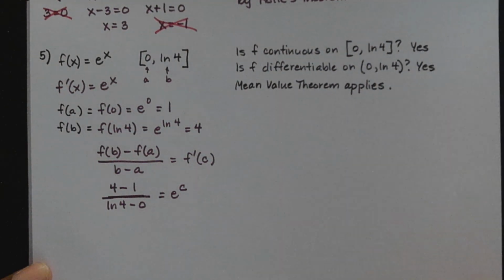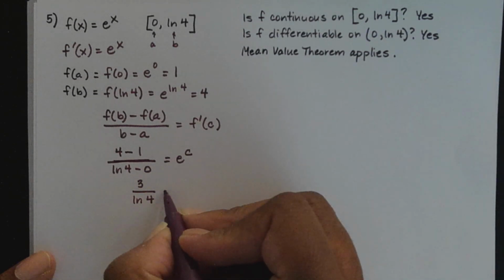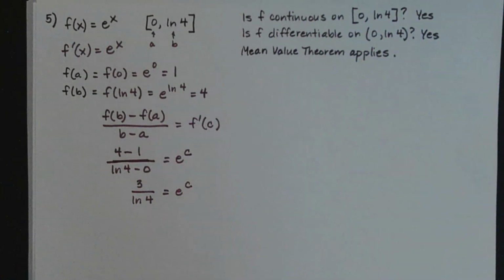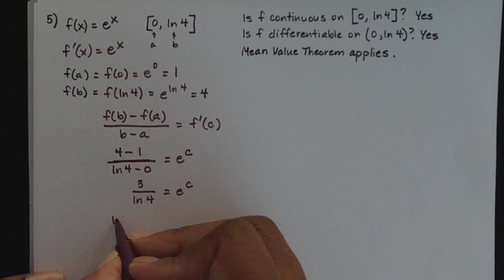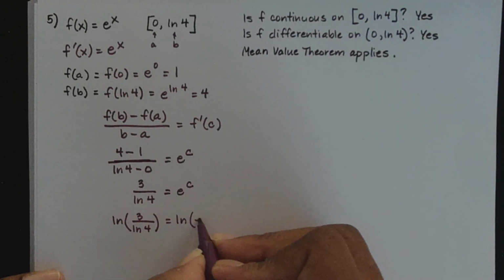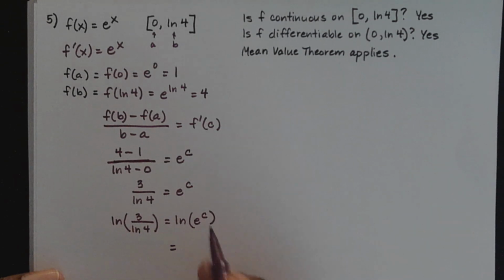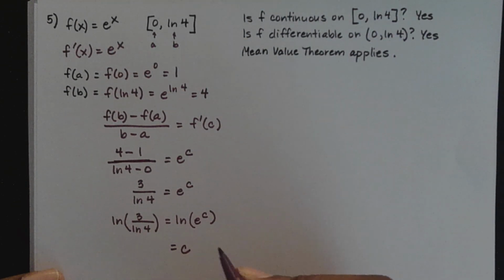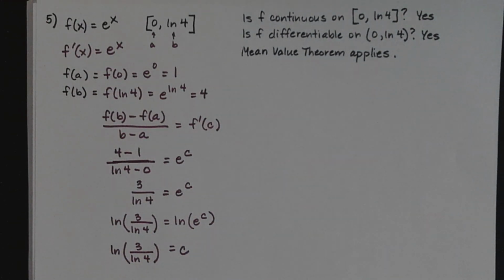And then when I do 4 minus 1, that's going to be 3. So I have 3 over ln of 4 minus 0, which is just ln of 4. So 3 over ln of 4 would be equal to e to the power of c. Now I need to solve this for c. Since e and ln are inverses of each other, I'm going to take the natural log on both sides. So on the right side, ln of e to the c would just be c. And then that's just going to be equal to ln of 3 divided by the natural log of 4. And I would go no further than that.